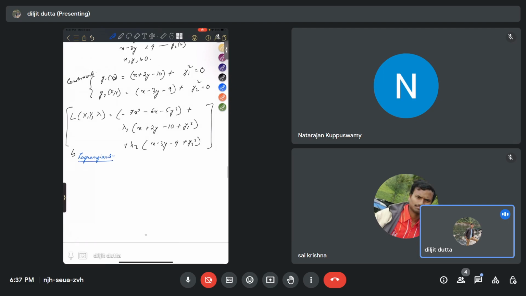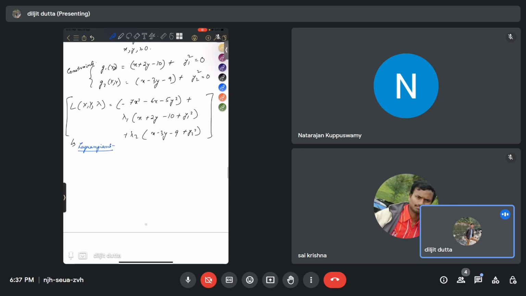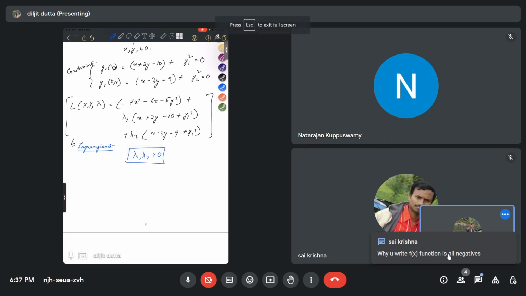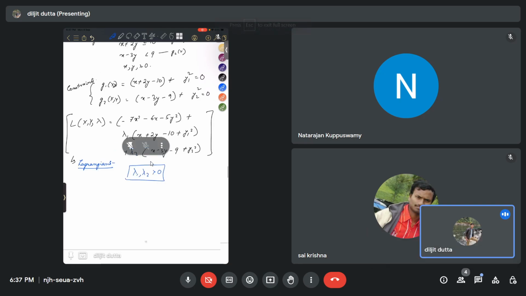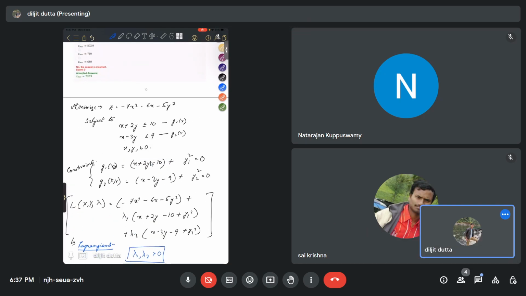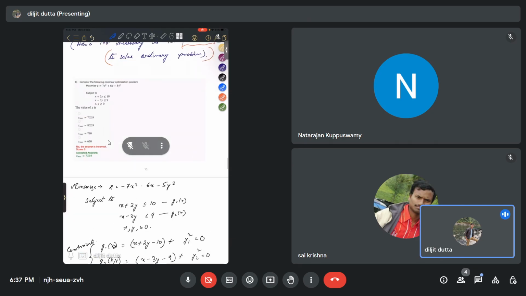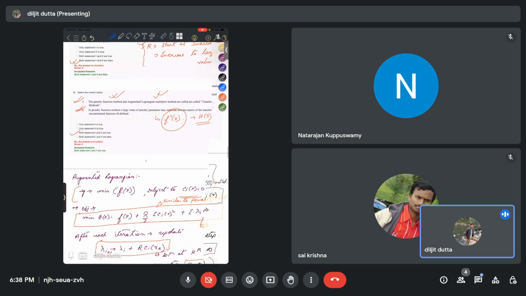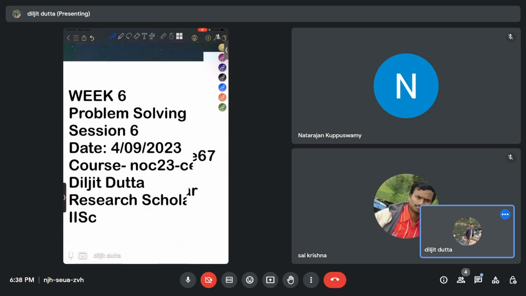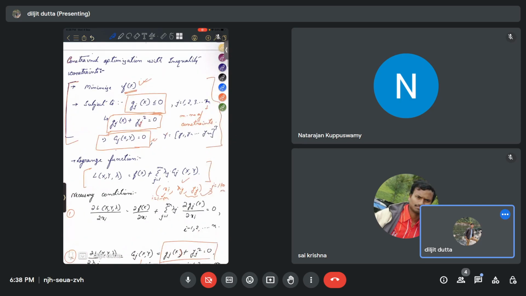Now we'll try to obtain the Kuhn-Tucker conditions. One thing is that lambda 1 and lambda 2 should both be greater than 0. I am writing f of x as negative because in the question it was given as a maximization problem. But we always have to do the problem in the standard form, so we convert this maximization problem to a minimization problem. In the standard form, the problem is: minimize f of x subject to some conditions.